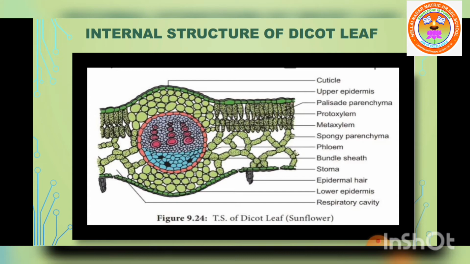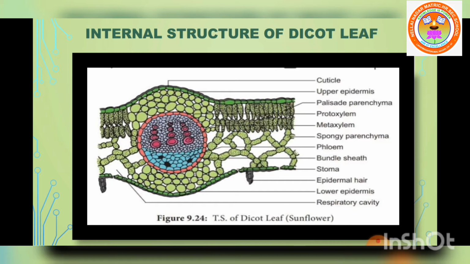These guard cells contain chloroplast, whereas other epidermal cells do not contain chloroplast. The main function of the epidermis is to give protection to the inner tissue called mesophyll. The cuticle helps to check transpiration. Stomata are used for transpiration and gaseous exchange. So, this is about the epidermis of dicot leaf, for example, sunflower leaf.